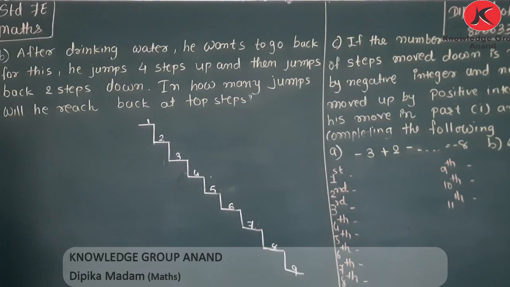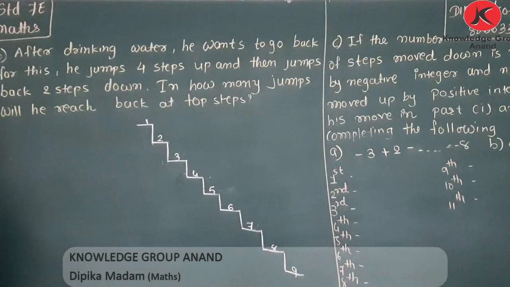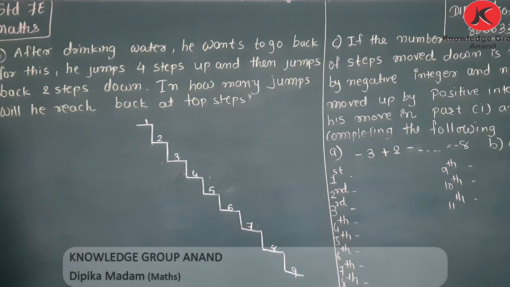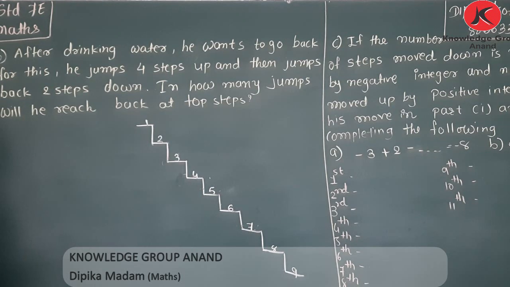Now B part in example 10. After drinking water, he wants to go back. For this, he jumps 4 steps up and then jumps back 2 steps down. In how many jumps will he reach back at the top step?